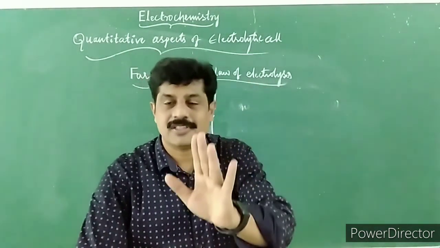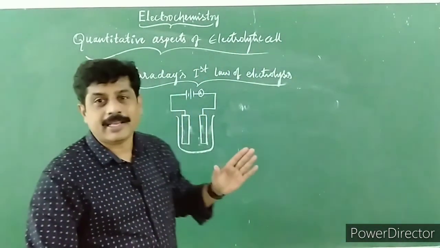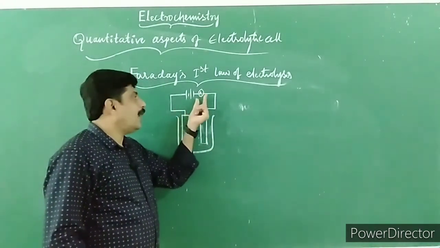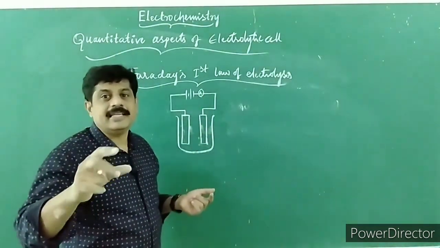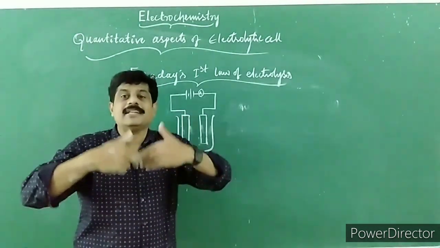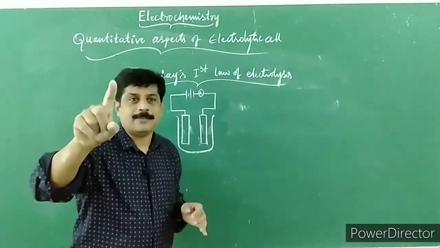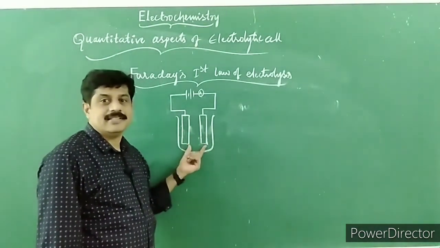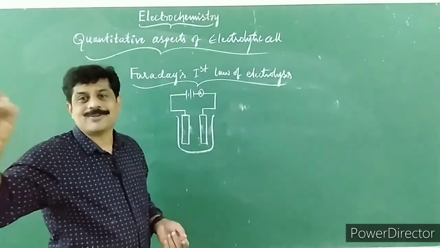Children, Faraday constructed different types of electrolytic cells in which he placed electrodes connected to the battery and an ammeter. Ammeter is to measure the electric current. Children, in order to measure the time, he used a stopwatch. In other words, to know how long the electric current is passed through the electrolytic cell, he used a stopwatch. He observed that the mass of the substance which is electrolyzed in the electrolytic cell is directly proportional to the current if time is constant.